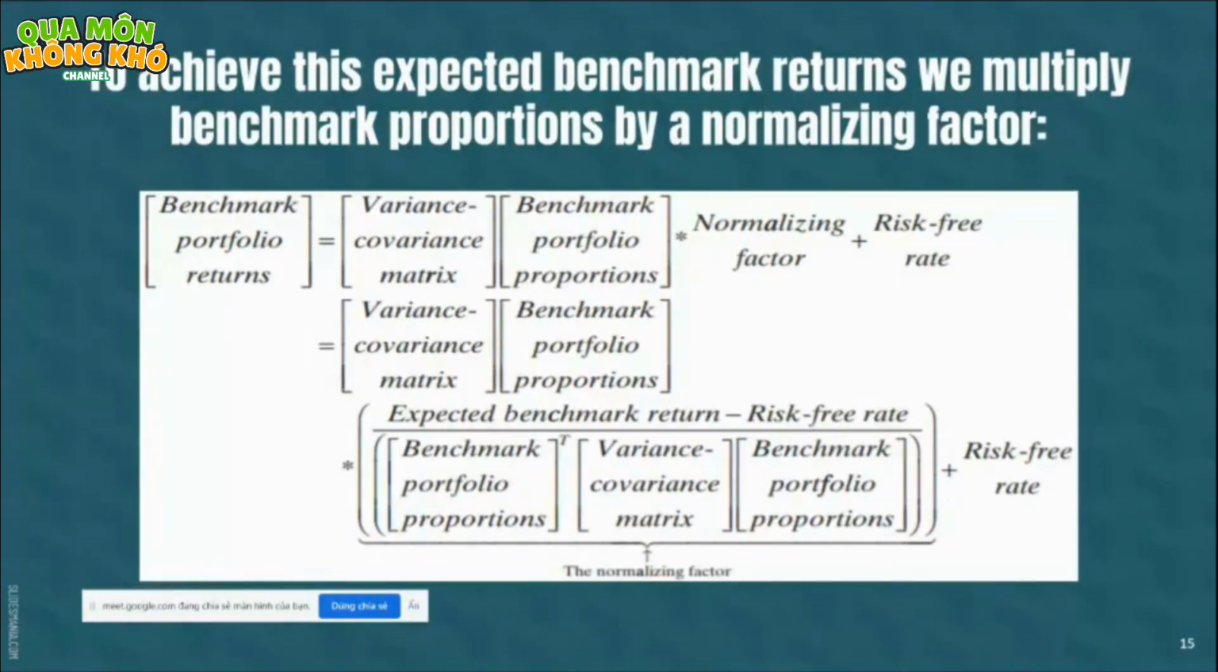And here is the formula to calculate the normalizing factor. We will take the expected benchmark return minus the risk-free rate, and then divide all by the transpose of the benchmark portfolio proportions, multiplied by the variance covariance matrix and the benchmark portfolio proportions.